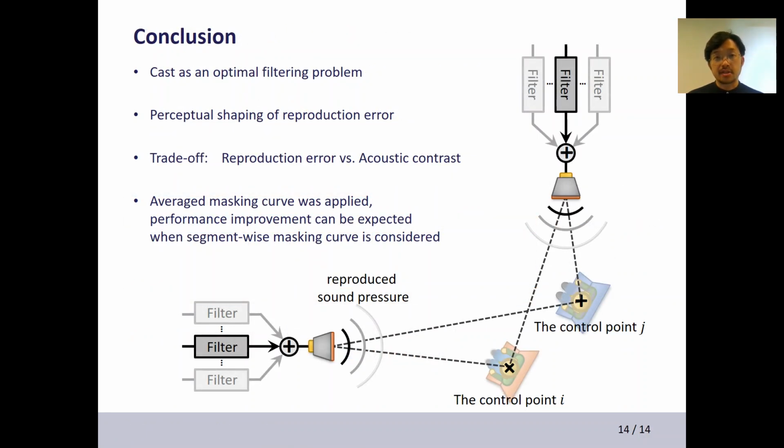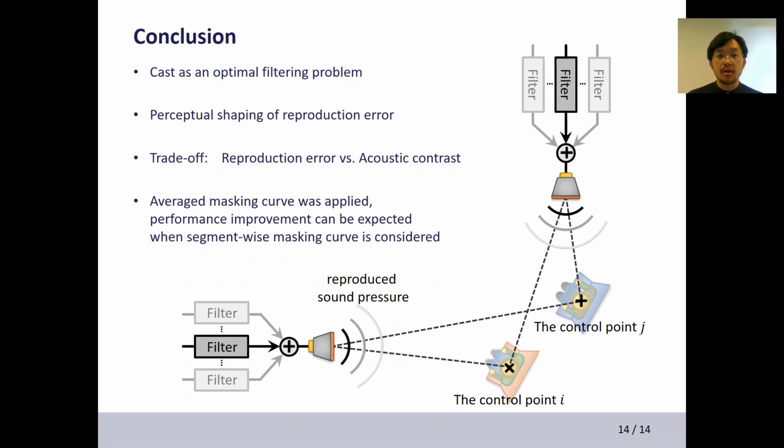In this presentation, we propose a framework for creating perceptually optimized sound zones. This can be done by shaping reproduction error so that it becomes less audible or inaudible to the listeners. This framework trades off acoustic contrast at a cost of reproduction error. We could show how this works and the concept of this approach through the experiments.